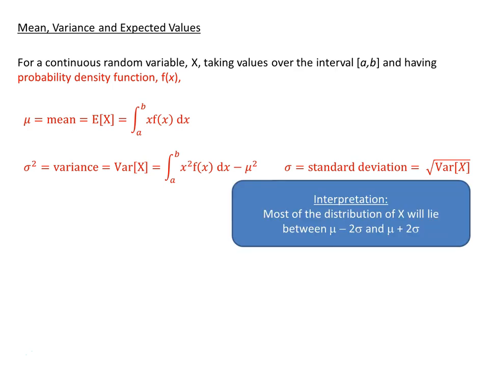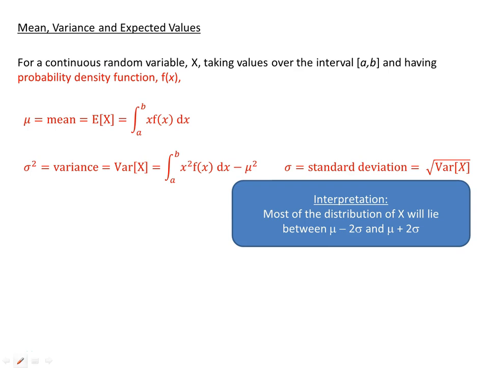And as in our statistics, we can say that most of the distribution of x will lie between the mean minus 2 standard deviations and the mean plus 2 standard deviations.